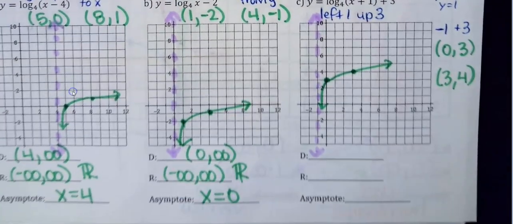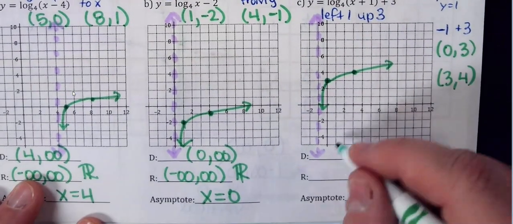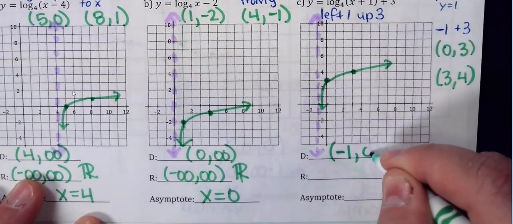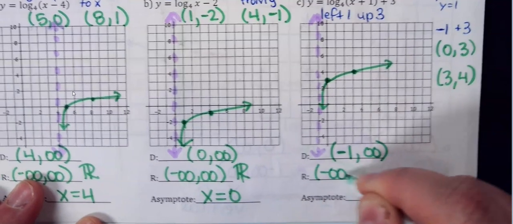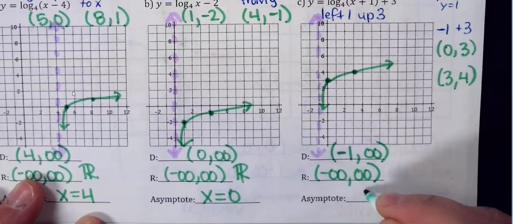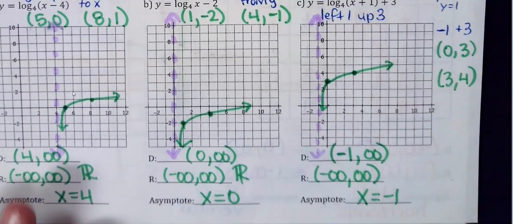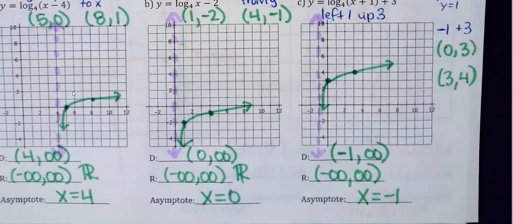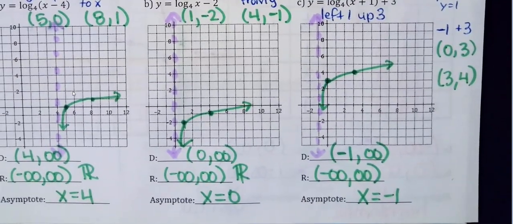Domain for every single one of these is just whatever your asymptote is. So for this one, it's negative 1 to infinity, and then my range, negative infinity to infinity. And like I said, the asymptote was negative 1, so it's just x equals that x value. So it's a vertical line where all the x coordinates are negative 1.